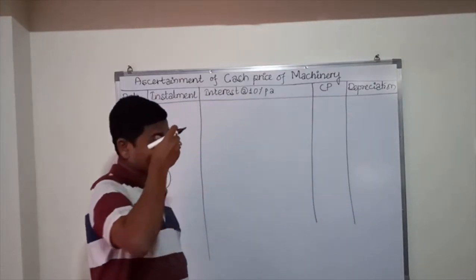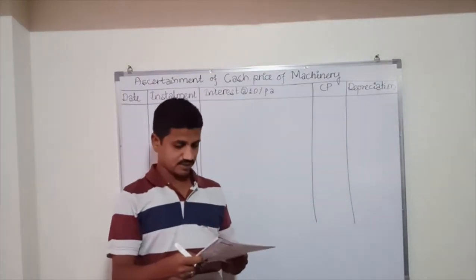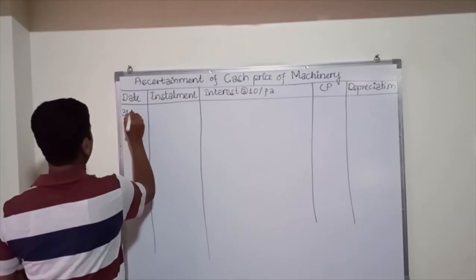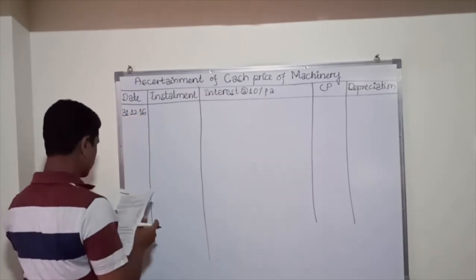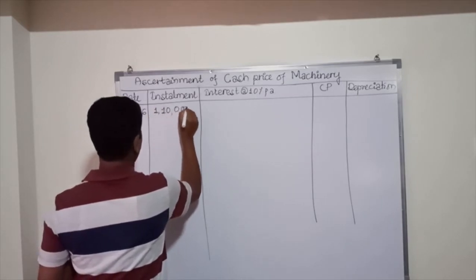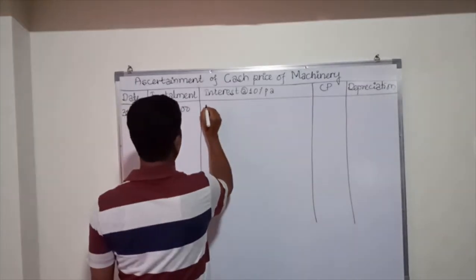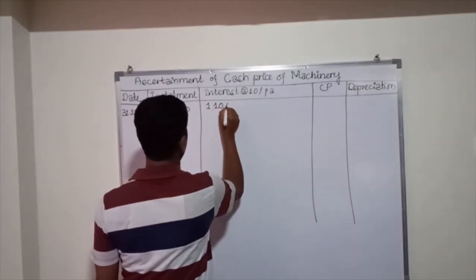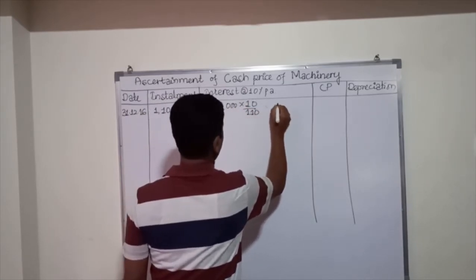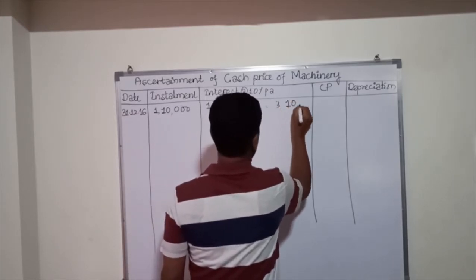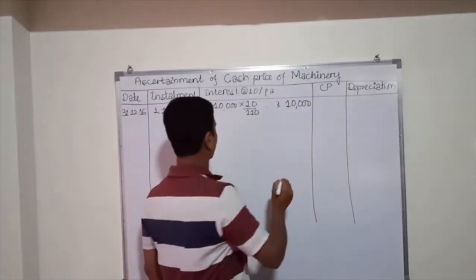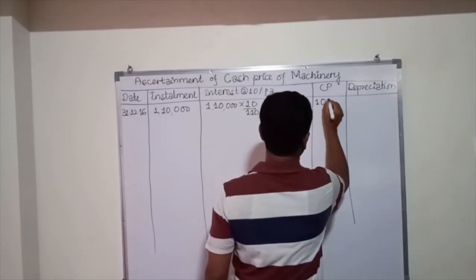As we have not got the cash price here, we should go for a reverse calculation. So we should start with the last installment, which is due on 31/12/16. The installment is given as rupees 1,10,000. So let's calculate the interest here: 1,10,000 into 10 divided by 110, which comes to rupees 10,000. Now we should deduct this 10,000 from 1,10,000. We are going to arrive at rupees 1 lakh here.